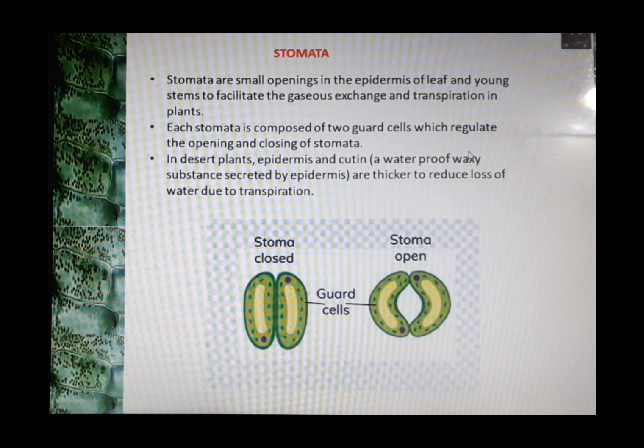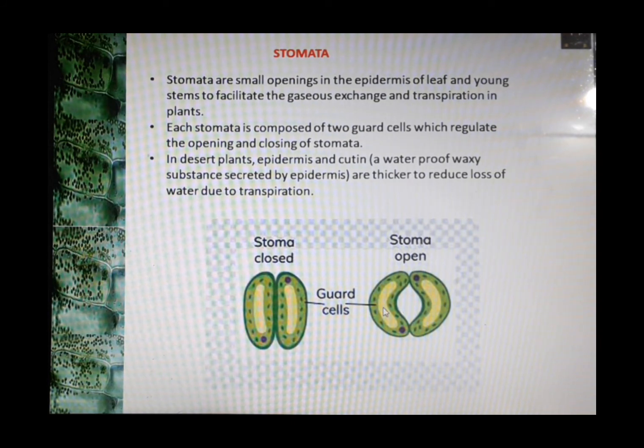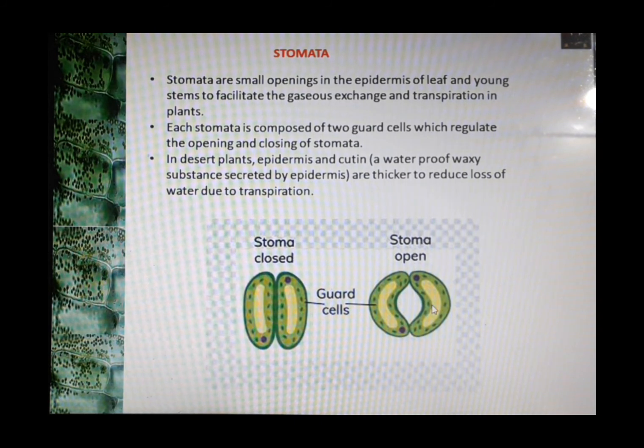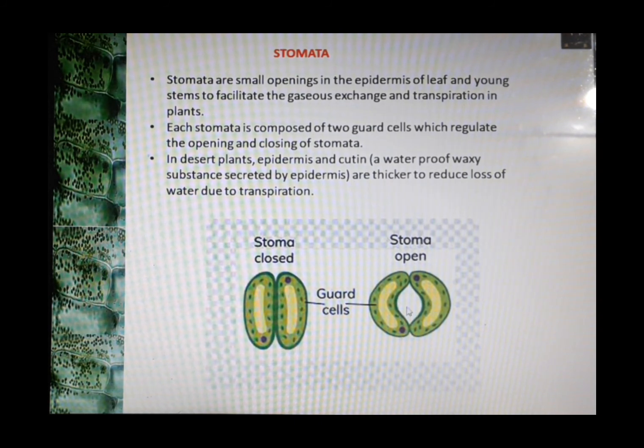Now these guard cells are going to control the opening or closing of stomata. When these two guard cells are fully swollen, they are turgid. We have seen this word, turgid, turgidity. Where did we see this term? In the chapter Cell, the Fundamental Unit of Life. So when these guard cells are fully swollen, they are fully turgid. Their inner walls are stretched out, thereby opening this stomatal pore over here. So when the guard cells are turgid, the stoma is open.